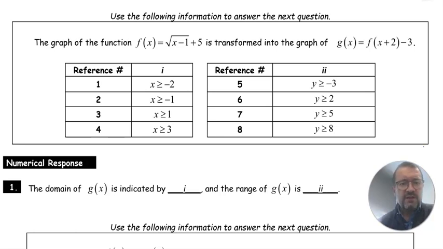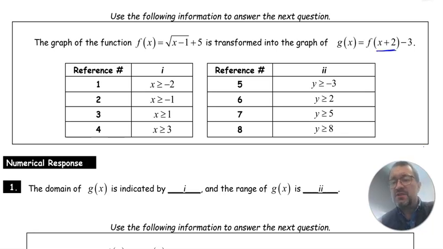Okay, hi everybody. So let's take a quick look at this question. It says the graph of the function f of x equals the square root of x minus 1 plus 5, and it's going to be transformed by the function g of x is equal to f of x plus 2 minus 3. Okay, so let's take a quick look at this.